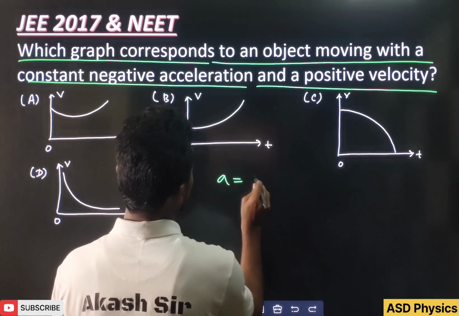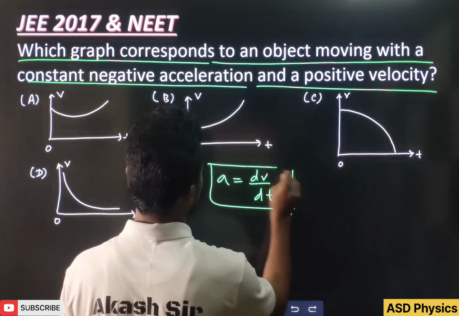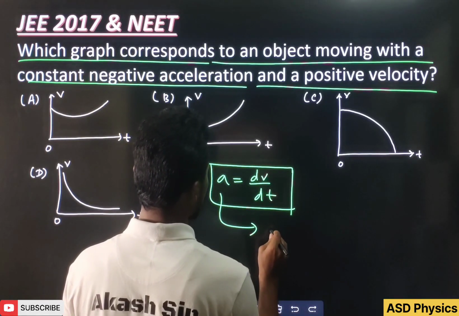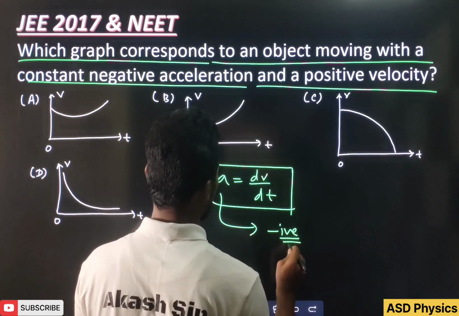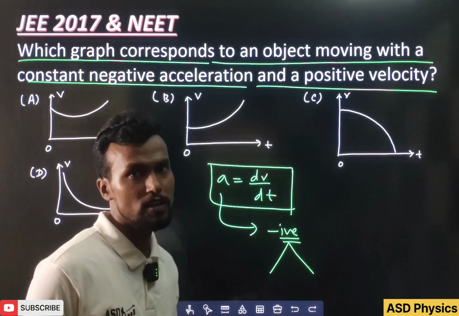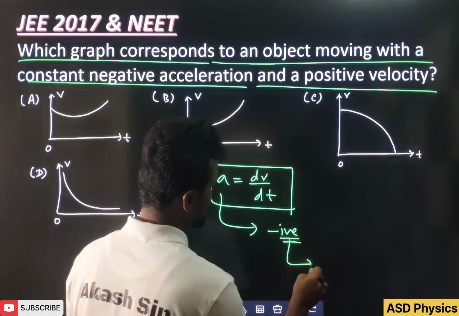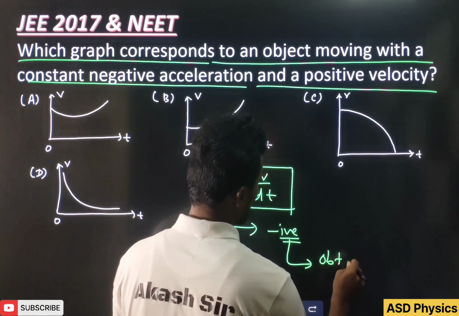So remember that acceleration is given by the slope of the velocity-time graph, a equal to dv by dt. You know very well students, this acceleration will be negative when the slope is negative. Acceleration is negative, that means the slope should also be negative. And the slope will be negative in which situation? When the angle is obtuse.